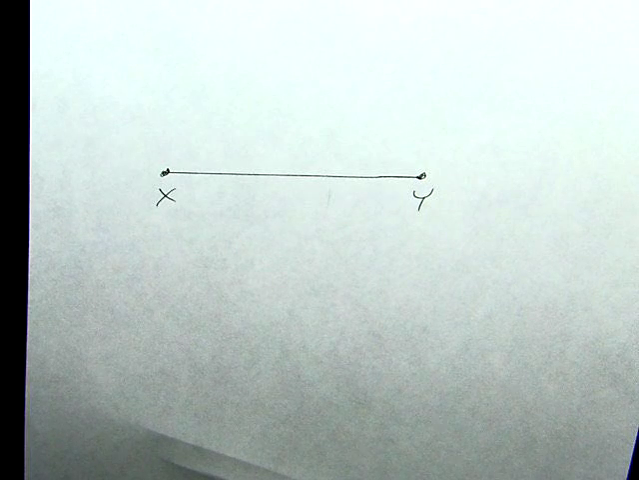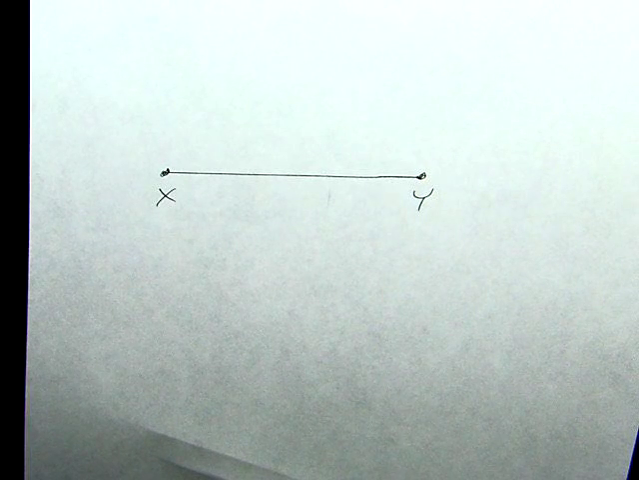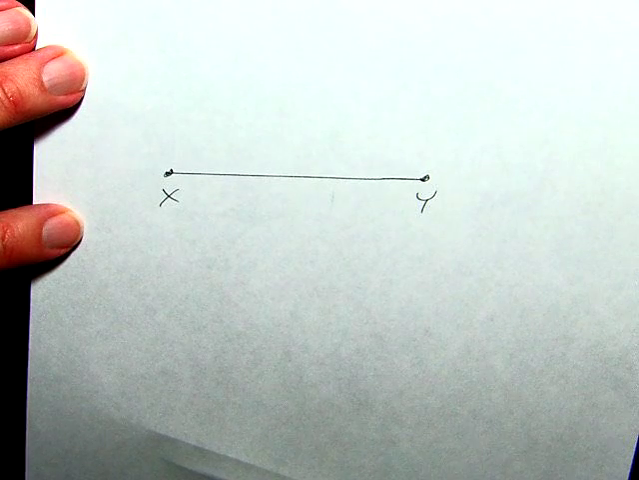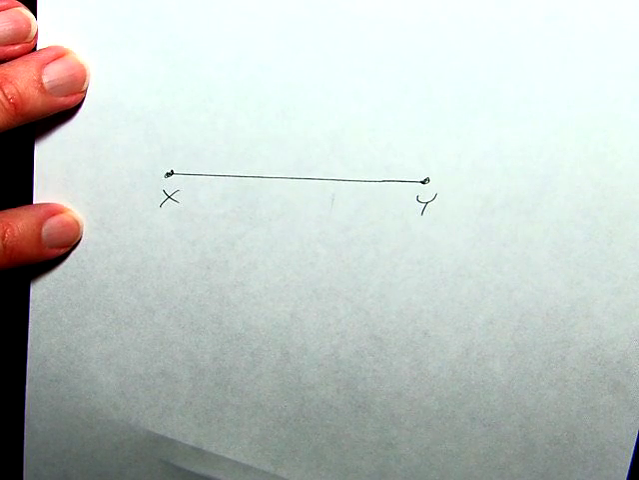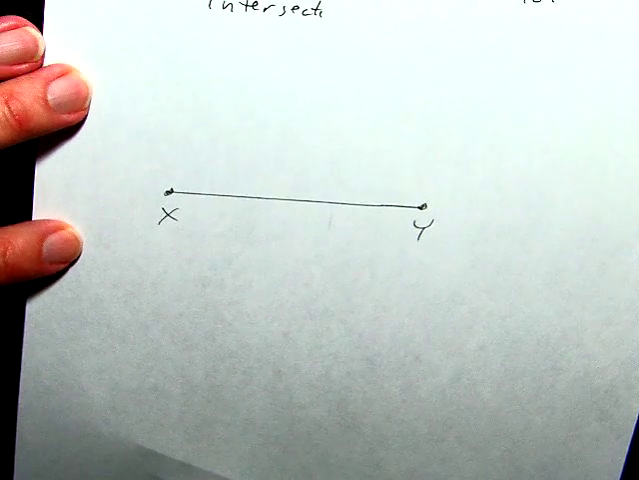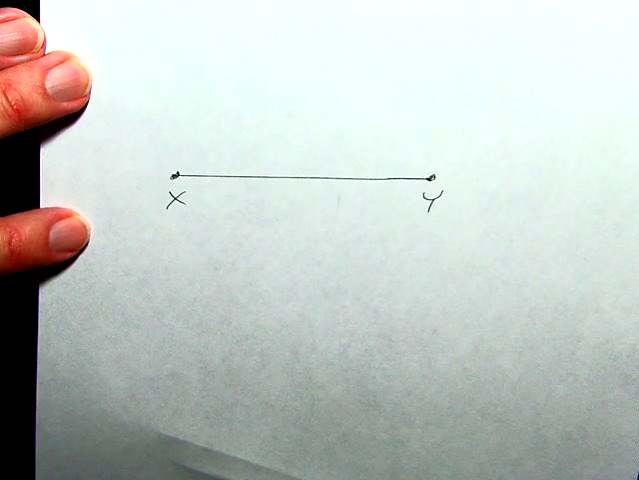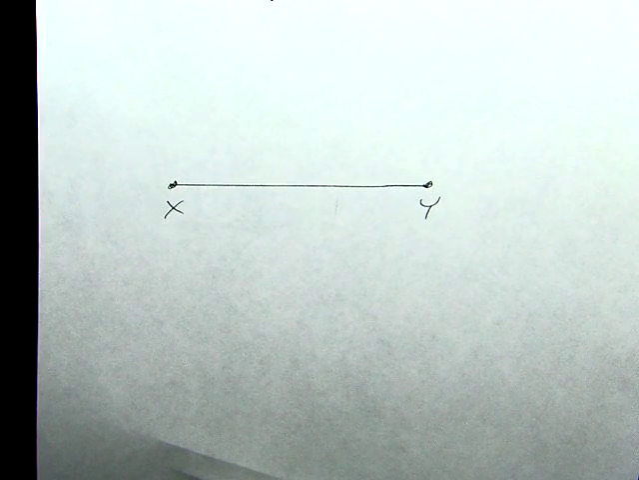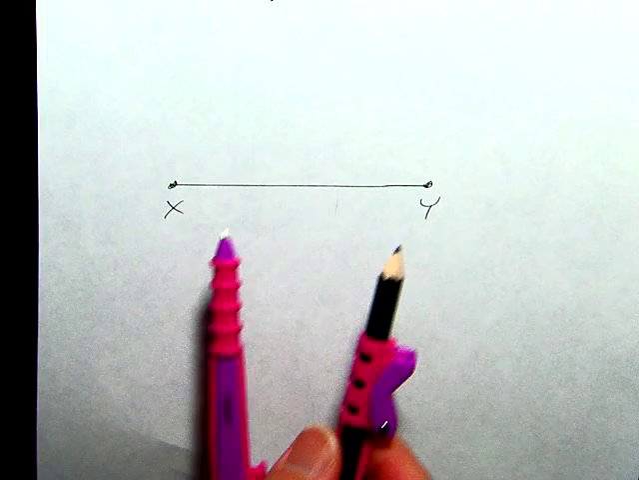In this lesson, I'm going to show you how you use a compass and straight edge to construct the midpoint of a given line segment. In this case, we've got a line segment XY. What I'm going to do is use the set of instructions that we've got to create and construct the midpoint. Take our compass.